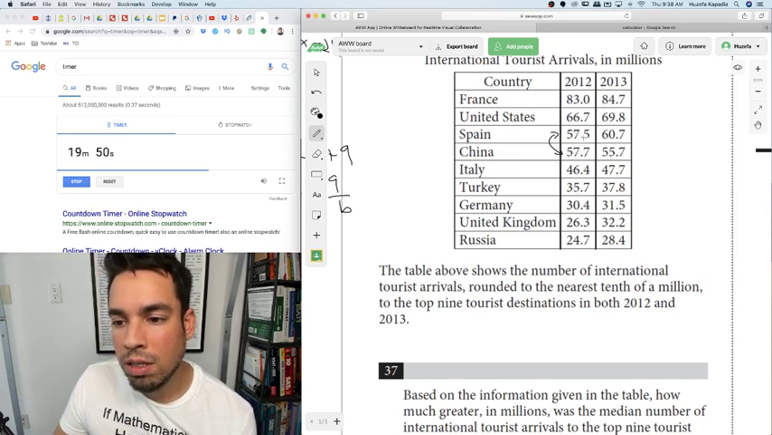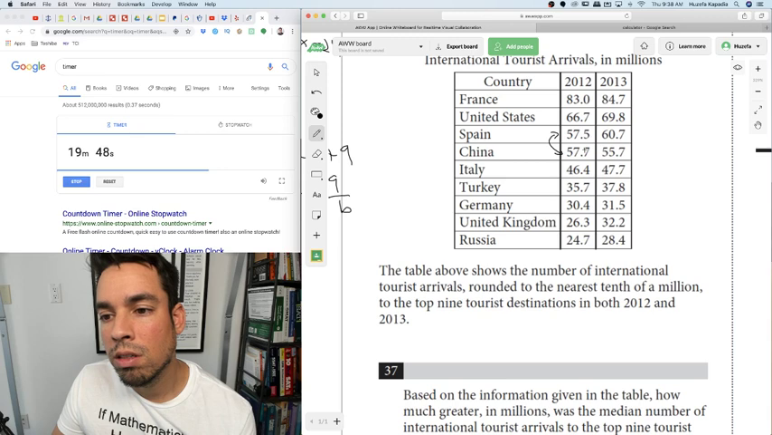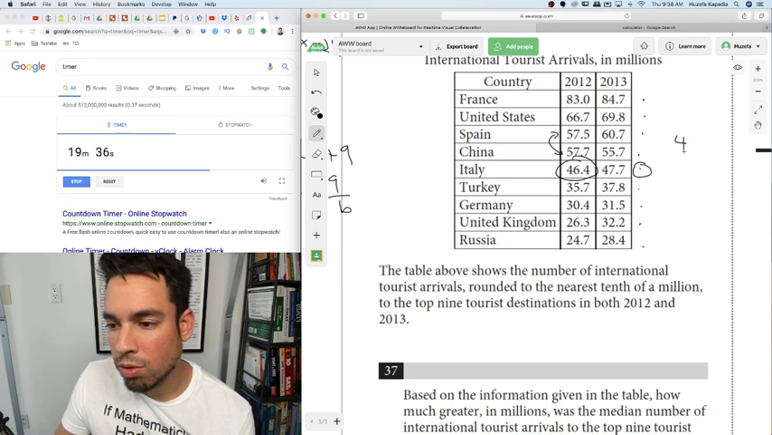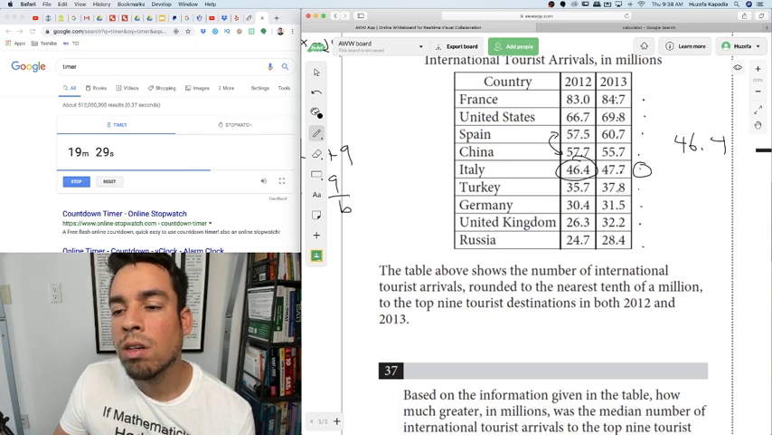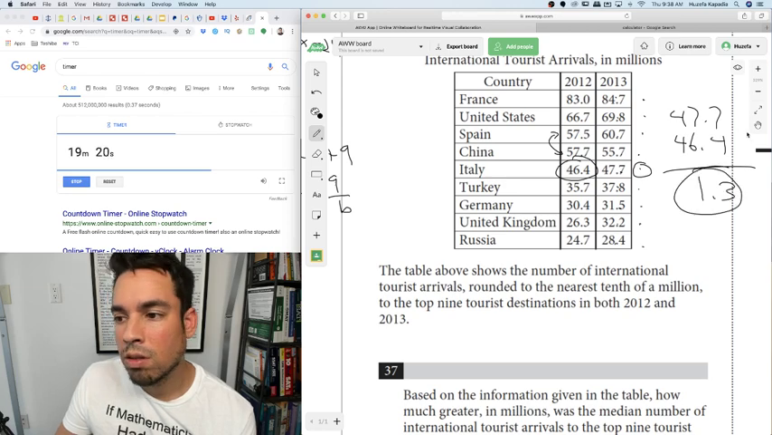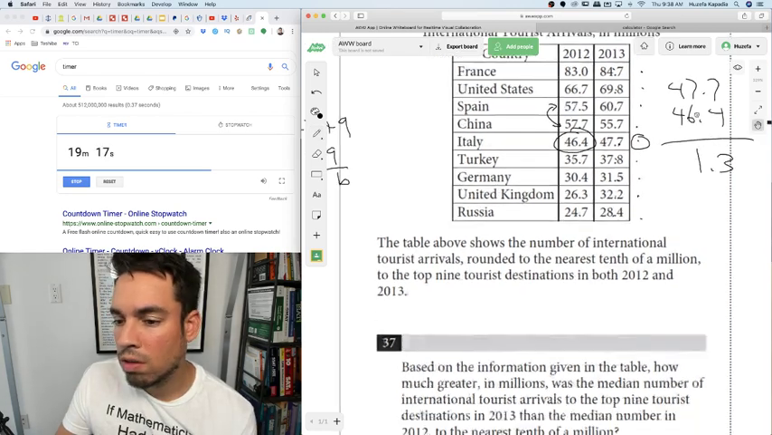Okay, so the median here is actually between. Is this 1, 2, 3, 4, 5, 6, 7, 8, 9? So the median is the 5th value. So this actually doesn't even matter. So the 5th value is 46.4. And then the median here is biggest. Next. 47.7. And the difference is 1.3. Actually, wait, let's write it down here.